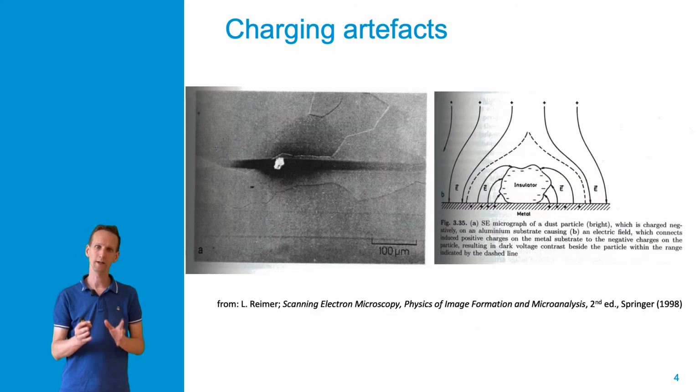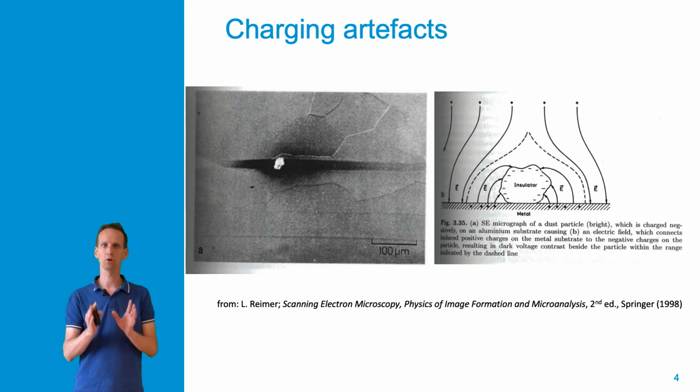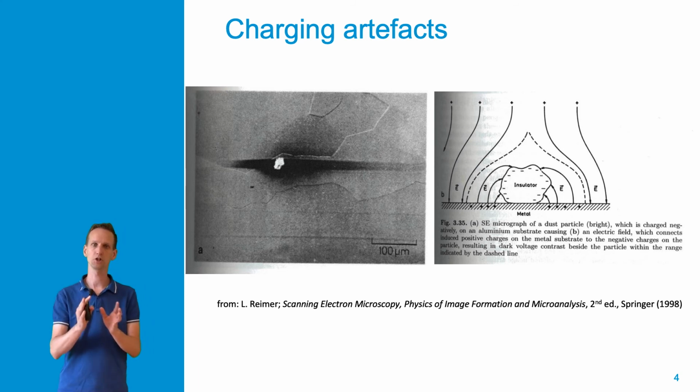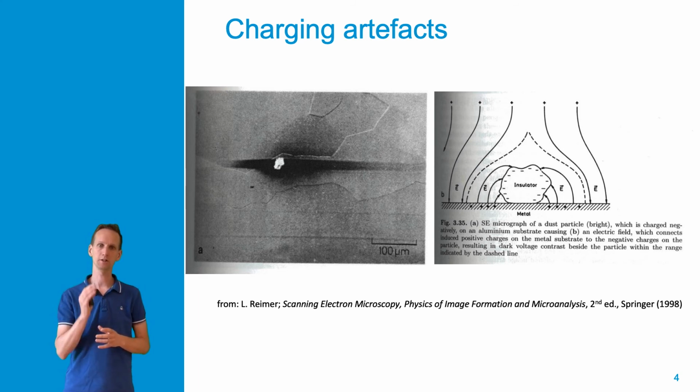Now, on the next slide, you see a typical illustration of a charging artifact. This is a conductive sample with a piece of dust on top. You see the piece of dust appear very, very brightly due to the secondary electron contrast, and you see dark streaks surrounding it. These dark streaks come from the charge on the insulating sample and the counter charge in the conducting surface below. You see that depicted on the image to the right.